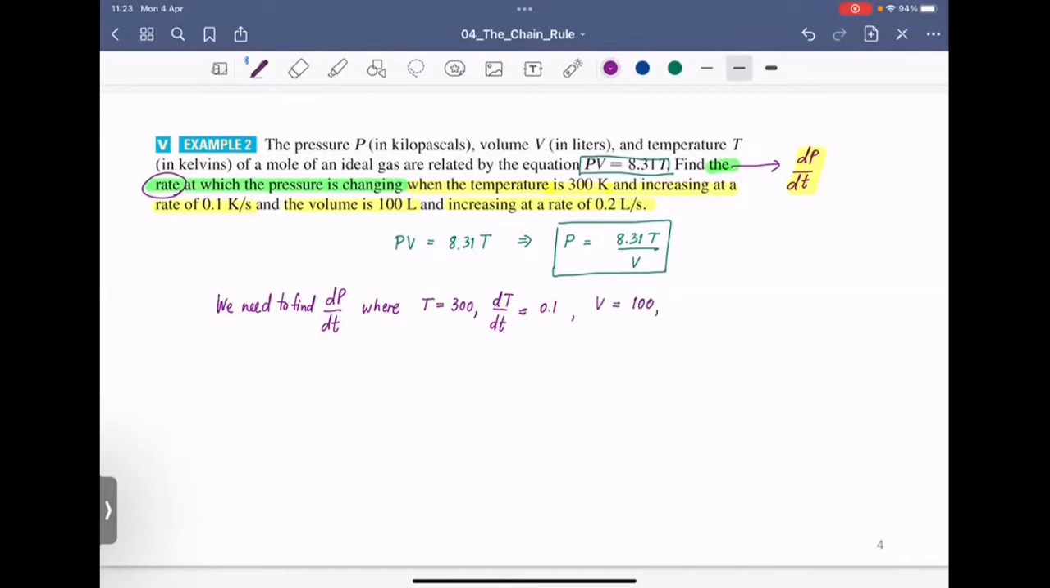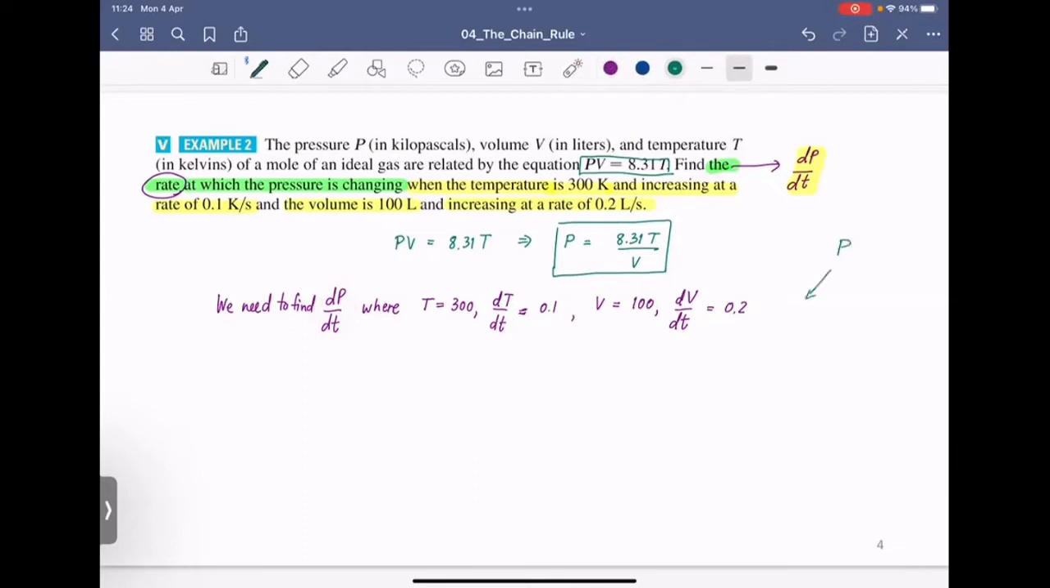And then the last one is the volume going to be increasing at the rate 0.2. Okay, this is the information you have. So it takes a few minutes for you to write it out. And then now you can see that the term that you need is dP/dt. Well, you have something like this now.